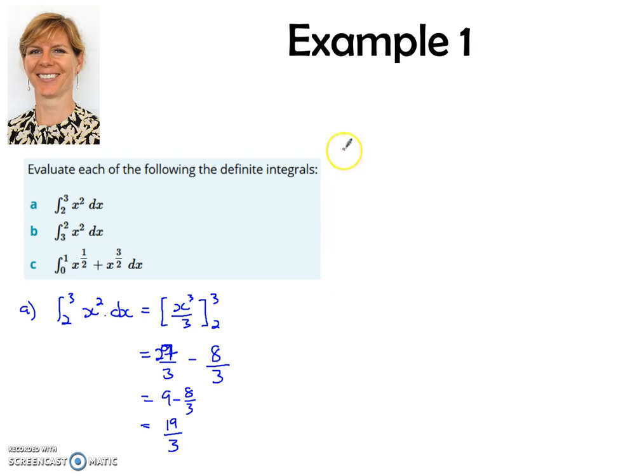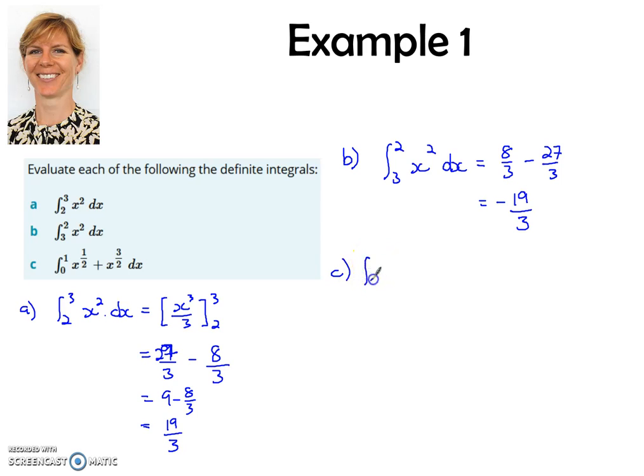Okay, for B, now B is really similar. The only difference is we've gone 3 to 2, so we're kind of going back the other way. And the effect that this has is just that it reverses the sign. Because instead of doing 27 on 3 minus 8 on 3, what you end up with is 8 on 3 minus 27 on 3. Because the antiderivative is the same, but now the upper bound is 2 and the lower bound is 3, so what you get is negative 19 over 3. And that's one of the rules of definite integration, that if you reverse the upper and lower bounds, you just get the negative of what you had previously.